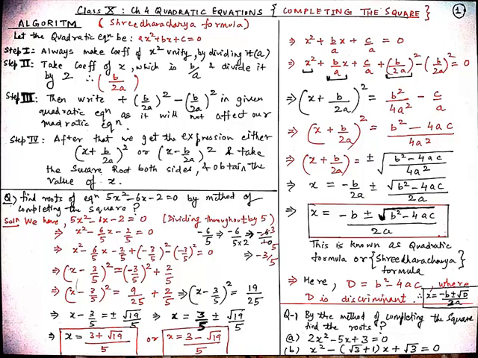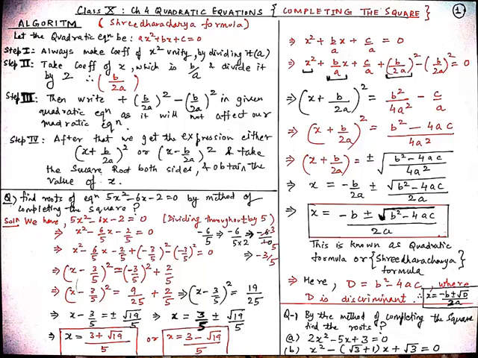And now take the square root on both sides. So we get x plus b upon 2a equal to plus minus square root of b square minus 4ac upon 4a square. So from here we obtain the value of x, which is equal to minus b upon 2a plus minus square root of b square minus 4ac upon 2a. And students, this is known as the quadratic formula or Shreedharacharya formula.